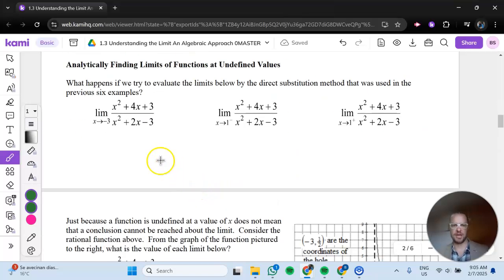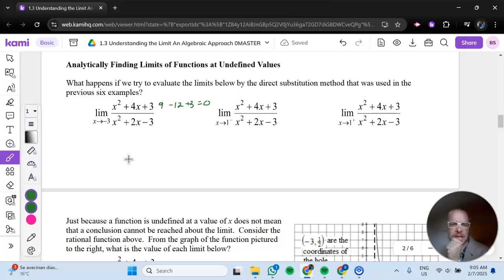All right, so let's take a look at some other examples here where that is not the case, where I can't just plug it in like I just did. If I plug in -3 here, I'm going to get 9 minus 12 plus 3, which is 0. Maybe I'll write that out for you to help you out. So -3 squared is 9, -3 times 4 is minus 12, and then plus 3, this is 0.